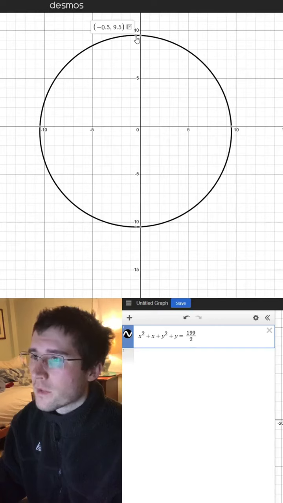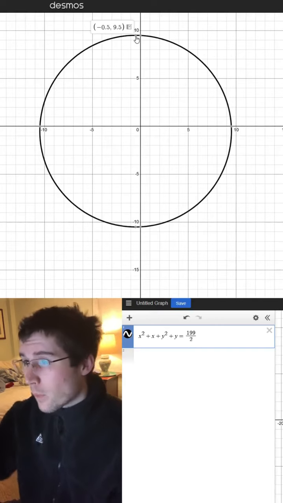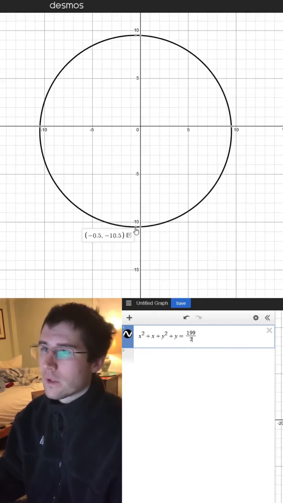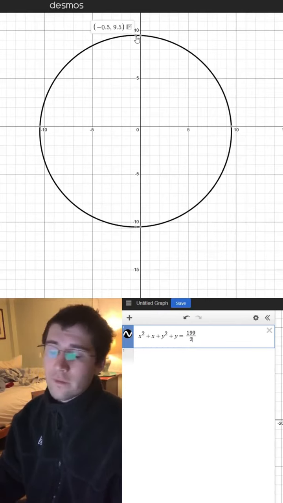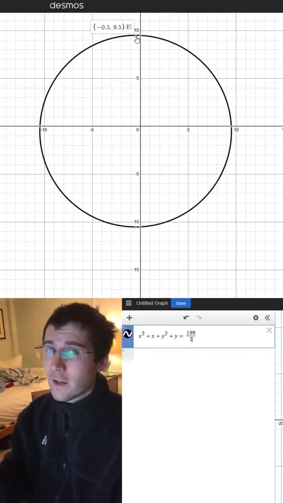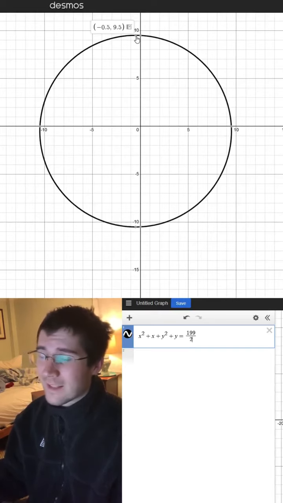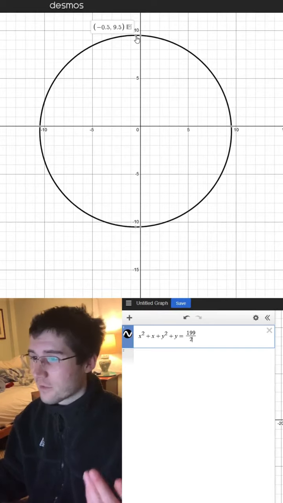Now if we come here, we can see y, its top point is 9.5, and the bottom point is negative 10.5. So we can take 9.5 subtracted by negative 10.5, which equals 20, and then divide that by 2, and that just equals 10, and we've already got our radius in a few seconds.